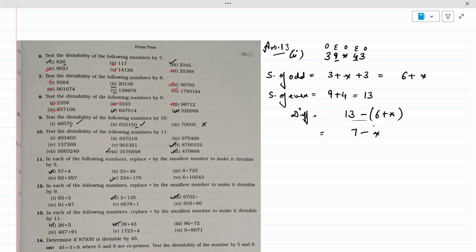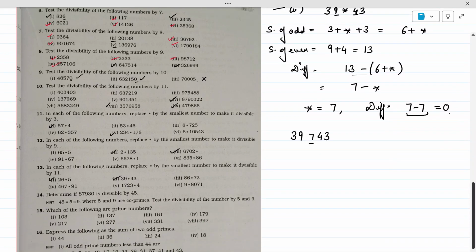So again, what we have to do is we need some number here, which if we subtract from 7, we will get a difference of 0. So what we can do, we can put star as 7 here, and then we will get the difference as 7 minus 7, which is 0. So since the difference is 0, that means this number is a multiple of 11. Okay, and we can write this number as 39743. Okay, so this is how we have to do this.